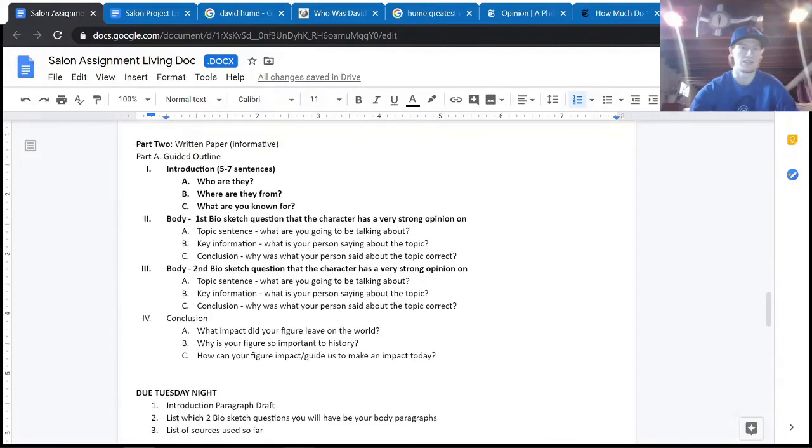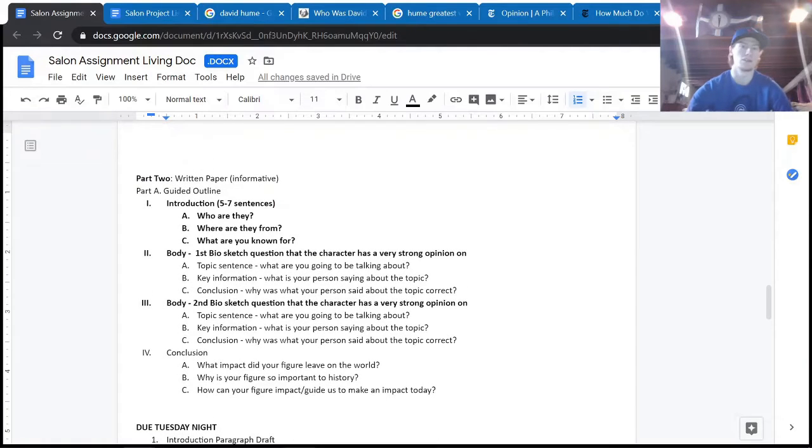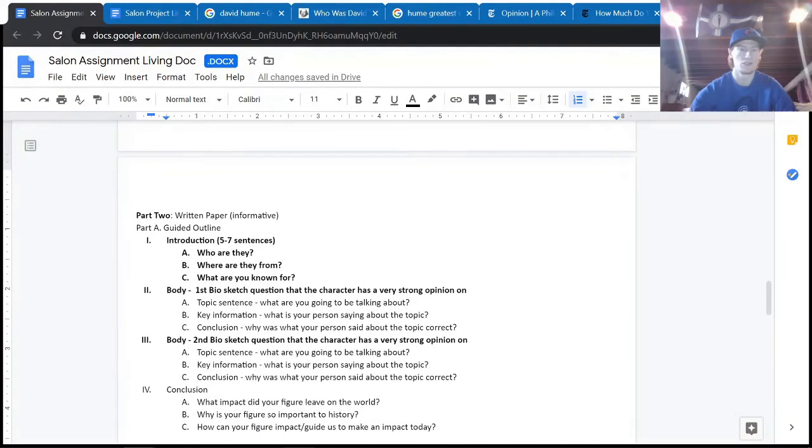All right, so let's go back to the outline here of the written paper. You'll only be responsible, as you'll notice with the work, for two portions of these for Tuesday. The first thing I need from you will be the introduction, which you should already have the majority of this information because of the bio sketch. So 5 to 7 sentences. Who is your person? Where are they from? And what are they known for?